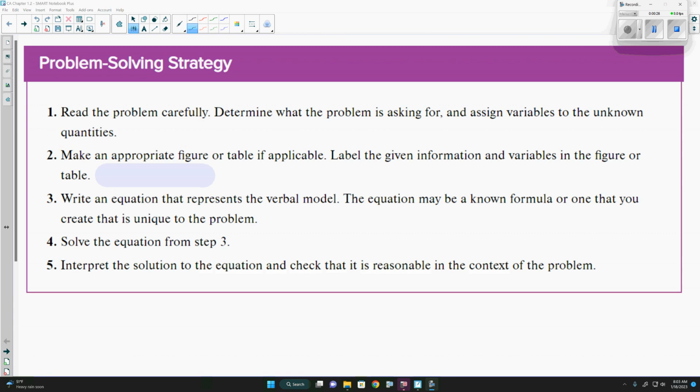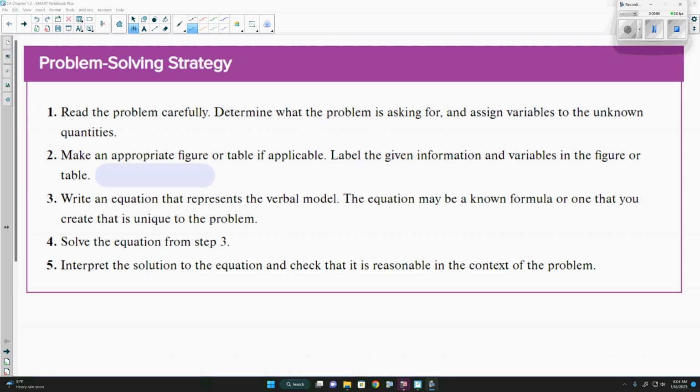Because here are 5 main steps. I put these up here because I do find these helpful in trying to solve these. The first one is read the problem carefully. Determine what the problem is asking for and assign variables to the unknown quantities, what we want to talk about, because we've done this with area. Given a rectangle, the length is 2 times the width. Well, we can set the width as W, and the length is going to be 2W. We can set variables for these.